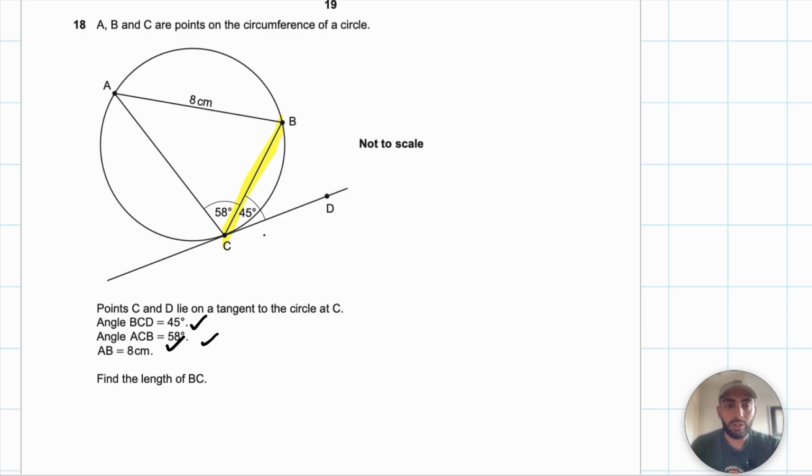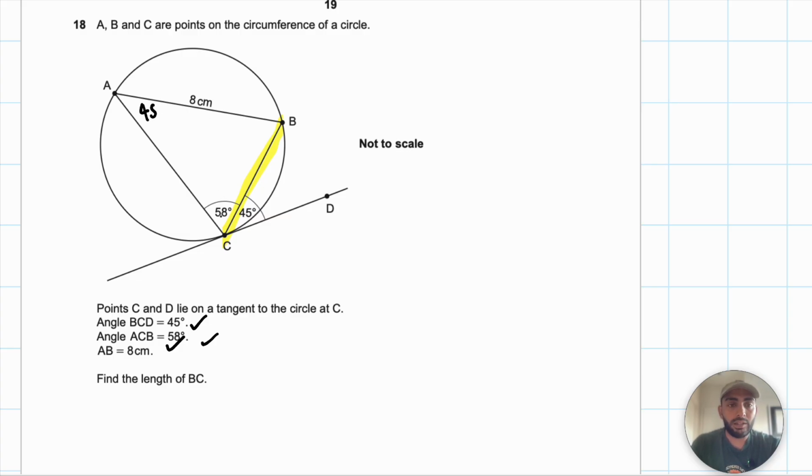What angles could we work out given that we know this already? So I can see I'm going to be using circle theorems. The rule that I'm going to be using here is angles in alternate segments. So this is 45 degrees, so this angle will also be 45 degrees. And now I can think about how I could work out length of BC.